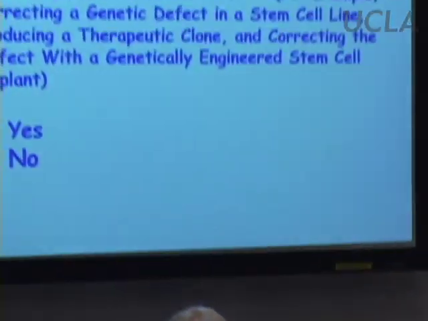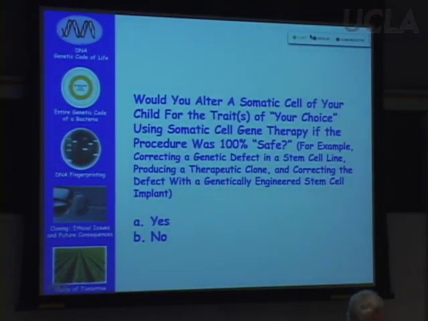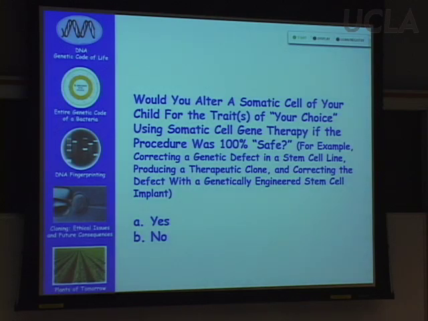Would you alter the somatic cells of your child for the trait of your choice? Make them red hair, blonde hair, whatever. If you knew the procedure was 100% safe, and you could do it with anything that you wanted. Now it's somatic cells and not germline.